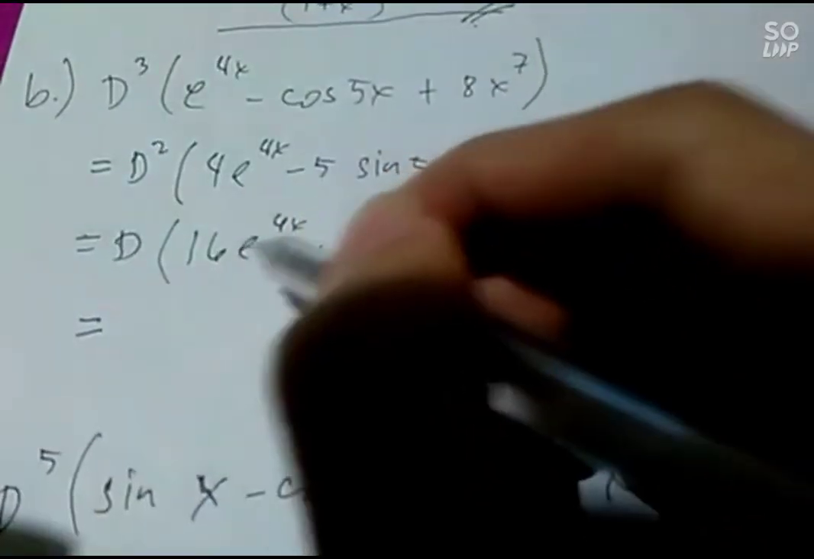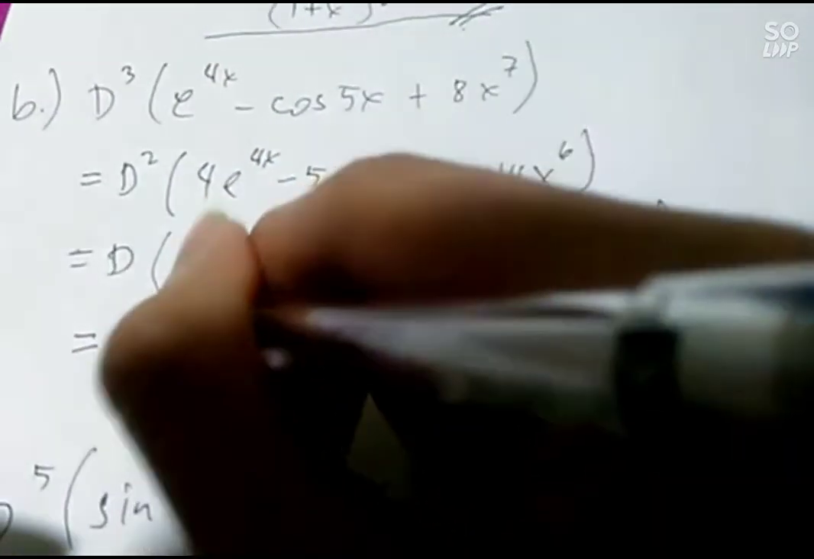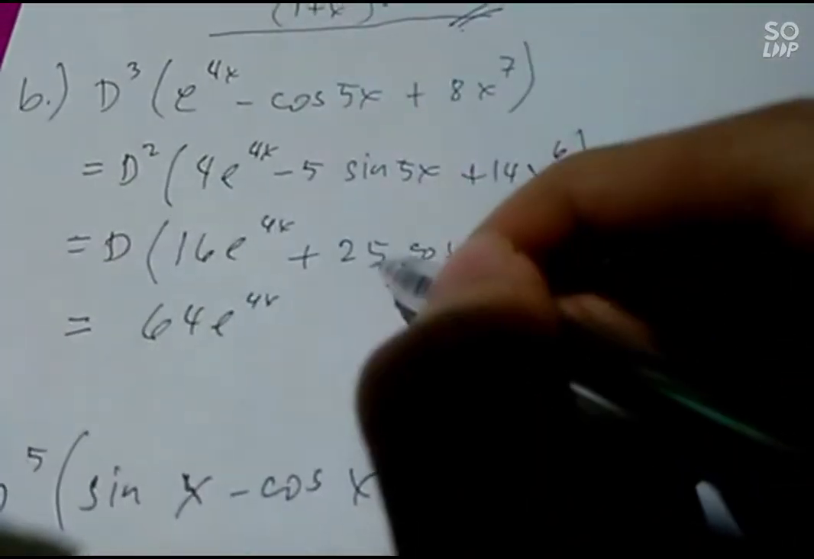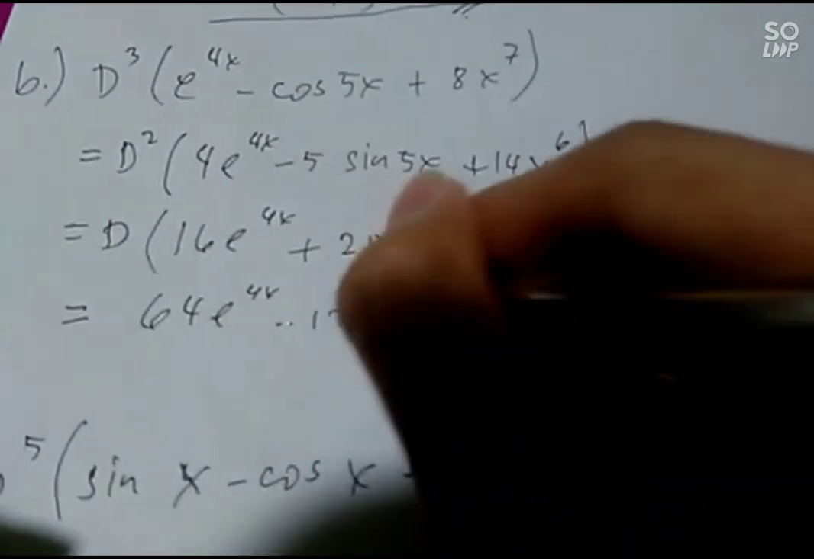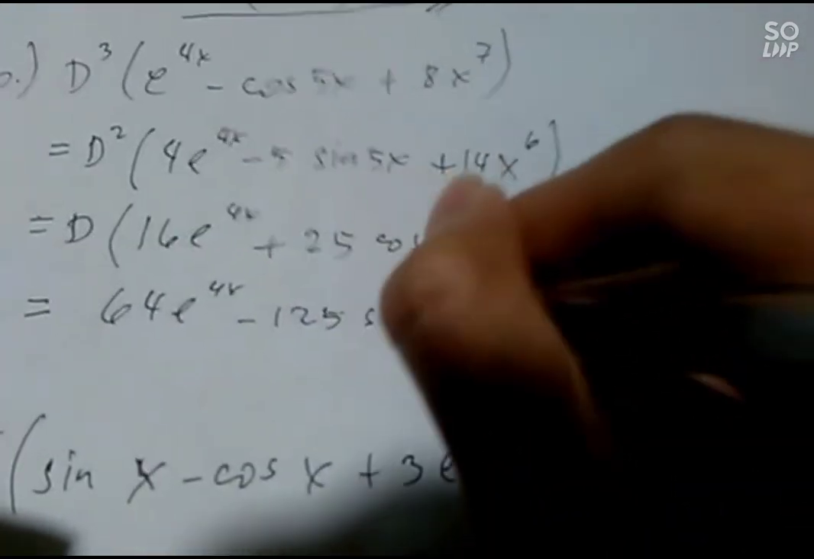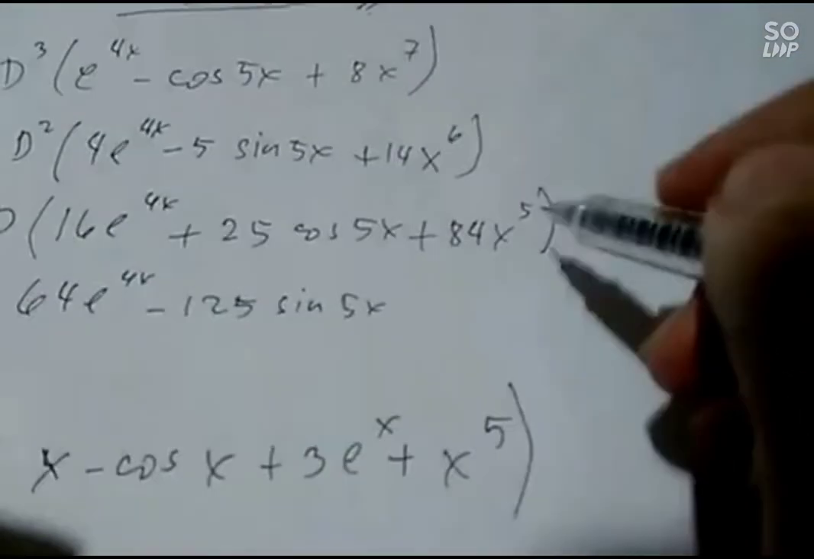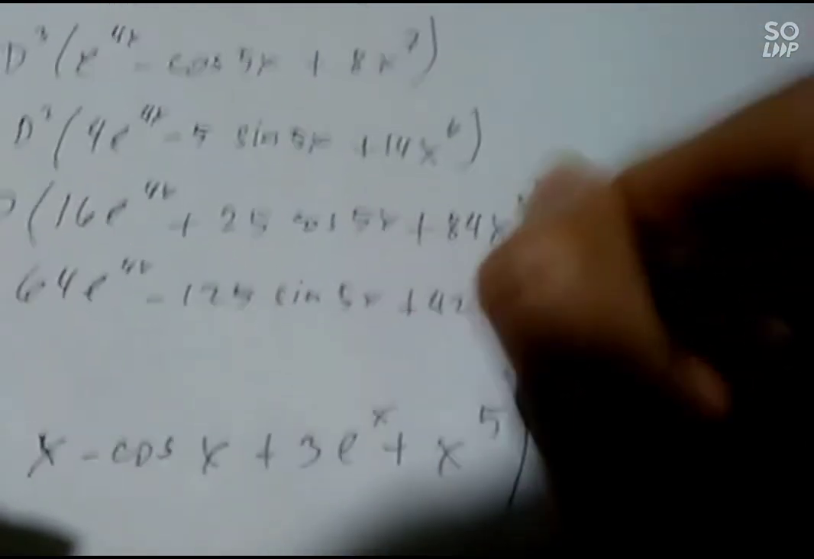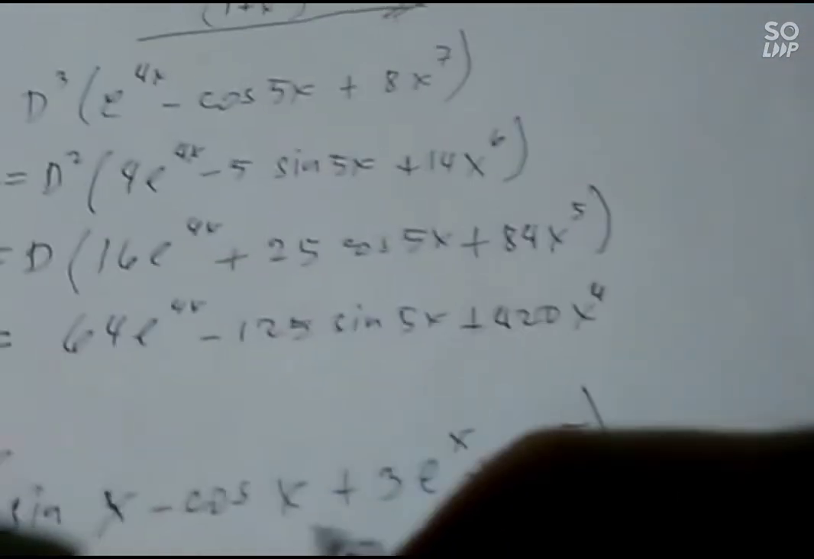Then we have the last derivative. So the derivative of 16e raised to 4x equals 64e raised to 4x. Then for the 25 cos 5x, it equals negative 125 sine of 5x. Then for the 84x raised to 5, it equals positive 420x raised to 4.